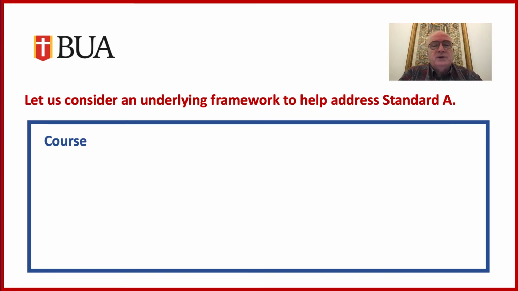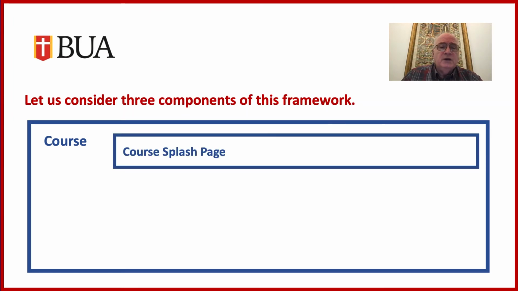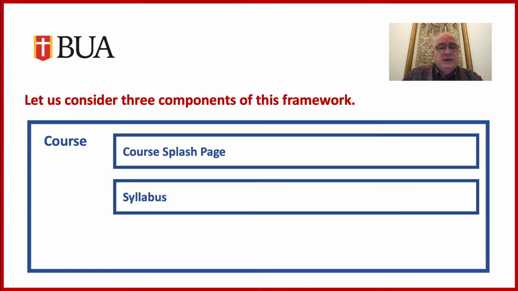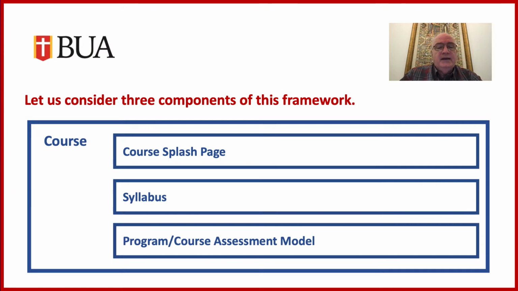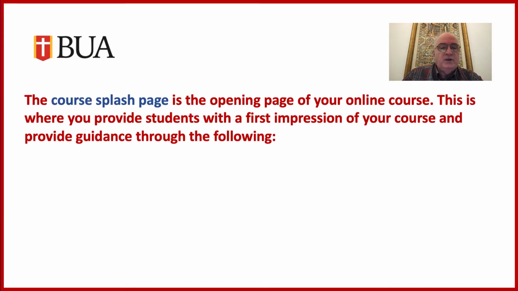Now, let us consider an underlying framework to help address Standard A. This box represents your course. Now, your course will have many components, but for this first standard, I want to examine three specific components of the course: a course splash page, a syllabus, and a program course assessment model. And I will discuss these in detail as we go forward.